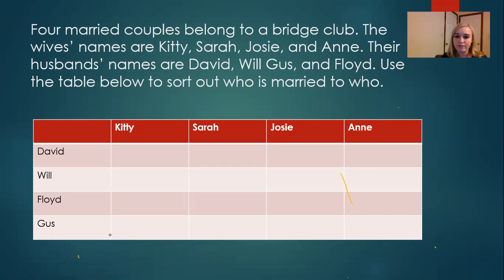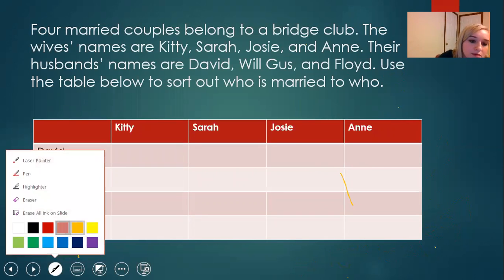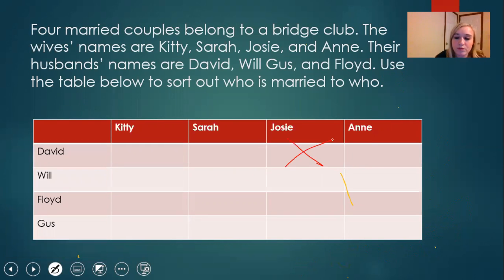And so we have to really pay attention to this. So we read that Floyd is Josie's brother. Floyd is Josie's brother. So we know that Josie is not married to Floyd. Based off reading this, we know that she's not married to Floyd.